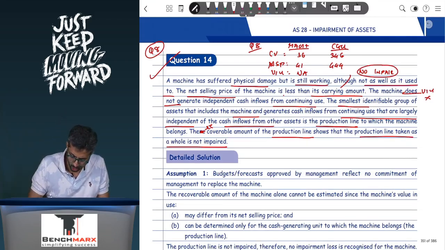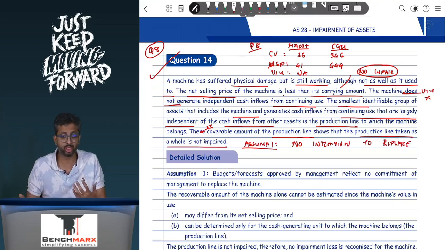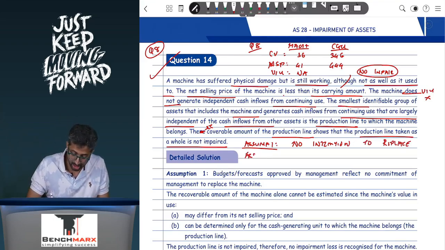So there are two assumptions. The institute over here says assumption 1, that there is no intention to replace the machine. If nothing is given, that is your standard assumption, no intention to replace the machine. So even if the machine is operating at a lower capacity, you intend to continue to use the machine. And the new part is assumption 2. In assumption 2, you have been given that the management is committed to replace the machine. Now this is the new part in my understanding.